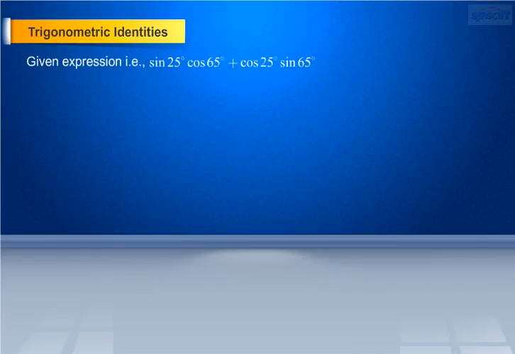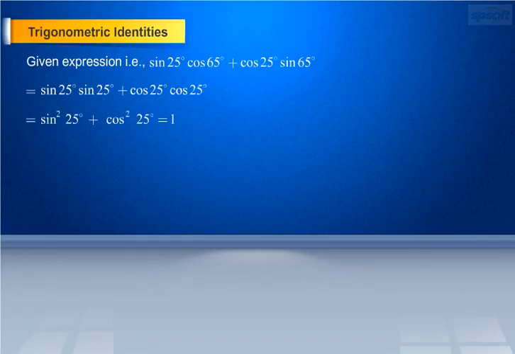Therefore, the given expression, that is, sin 25 degrees into cos 65 degrees plus cos 25 degrees into sin 65 degrees, equals sin 25 degrees into sin 25 degrees plus cos 25 degrees into cos 25 degrees. This is equal to sin square 25 degrees plus cos square 25 degrees. This is equal to 1, since cos square A plus sin square A equals 1. Therefore, sin 25 degrees into cos 65 degrees plus cos 25 degrees into sin 65 degrees equals 1.